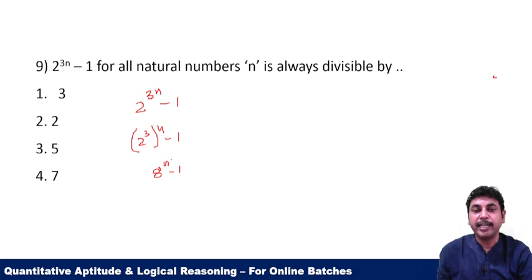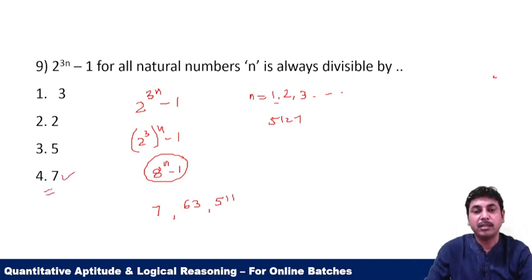Now if you take the n value, you can take the n value from 1, 2, 3, 4. Now check it for 1, then this whole expression becomes 7. If you take 2, then it will be 63. Now if you take 3, that is 512 minus 1, that is 511. Now all these numbers are divisible by 7. So your answer is option number 4.